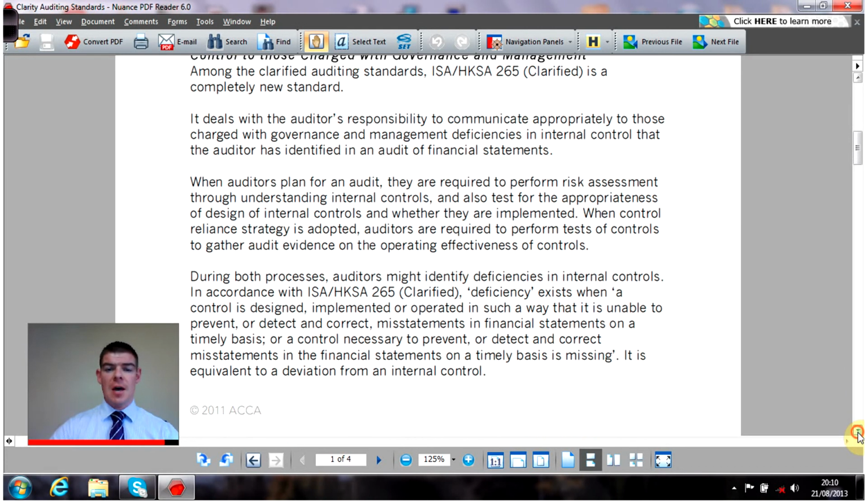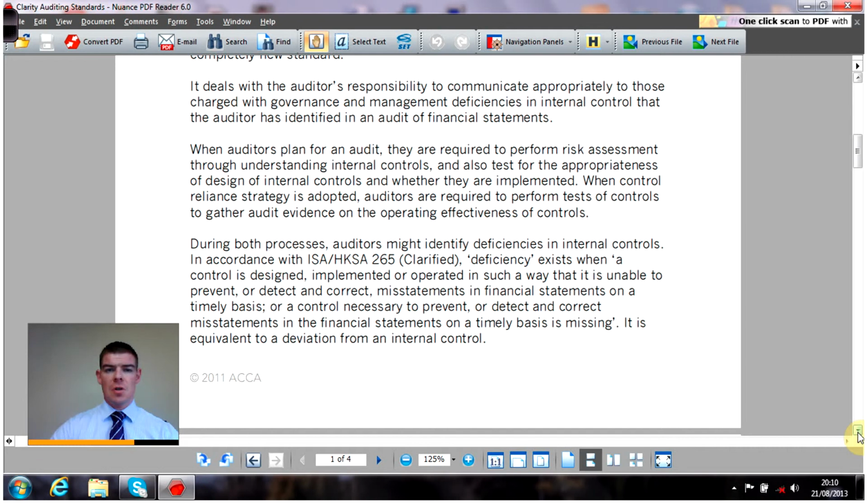This is initially assessed in the planning stage of the audit, where the auditor will consider what type of approach to use in the audit of the financial statements. If the control environment is strong, they may use a controls-based audit approach, or alternatively may use a substantive testing approach. In terms though of internal controls, the auditor has to assess for any deficiencies that may exist. A deficiency exists when a control is designed, implemented or operated in such a way that it is unable to prevent, detect and correct misstatements.